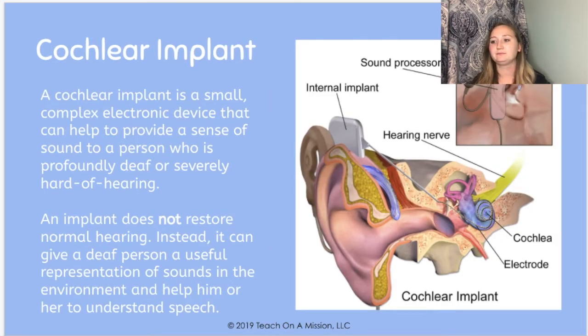Okay, one way that we can solve hearing loss is what's called a cochlear implant. So this is a small electronic device, it's very complex, that can help to provide a sense of sound to a person who is very deaf or severely hard of hearing. An implant doesn't restore normal hearing, but it can give a deaf person a useful representation of sounds in the environment and help him or her to understand speech. So it just makes it easier to function without the sense of hearing.